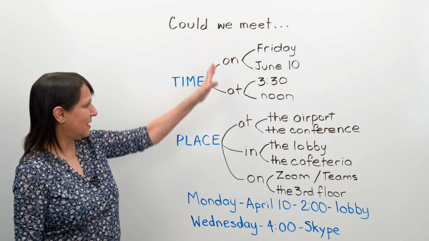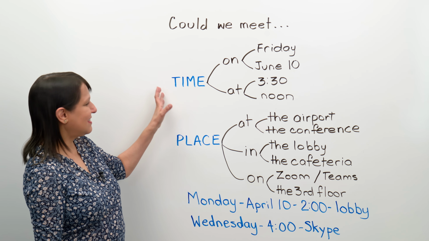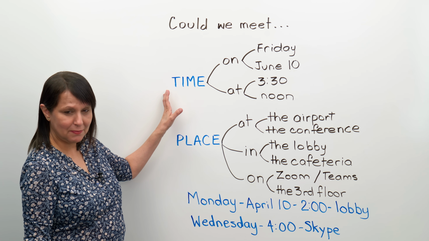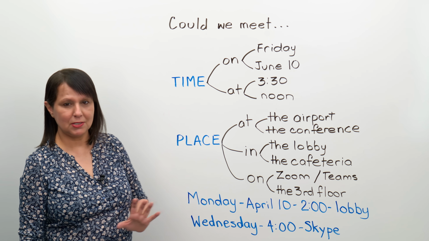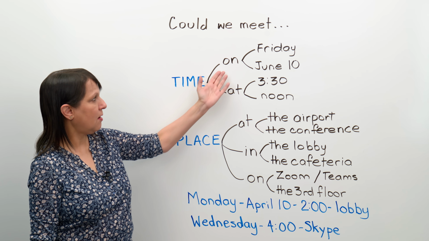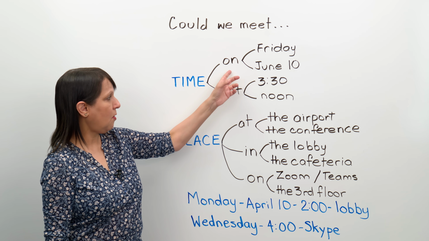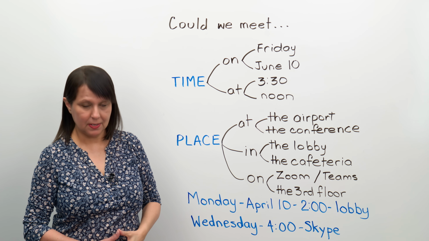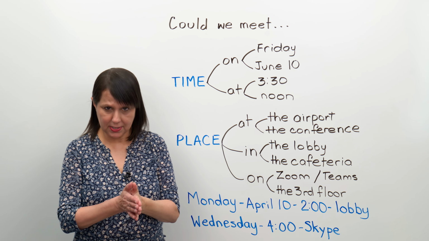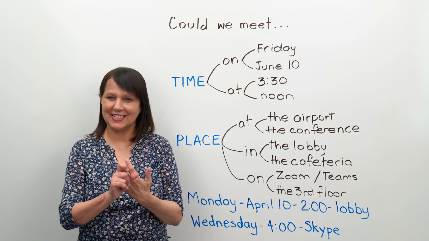That's where you have a whole lot of prepositions. So let's see what they are. Let's talk about the prepositions of time that you're going to need and then the prepositions of place. So, could we meet on Friday or on June 10th? We use on to talk about one day or one date.